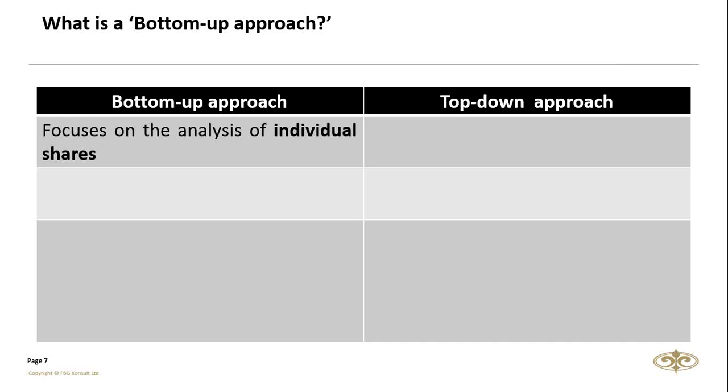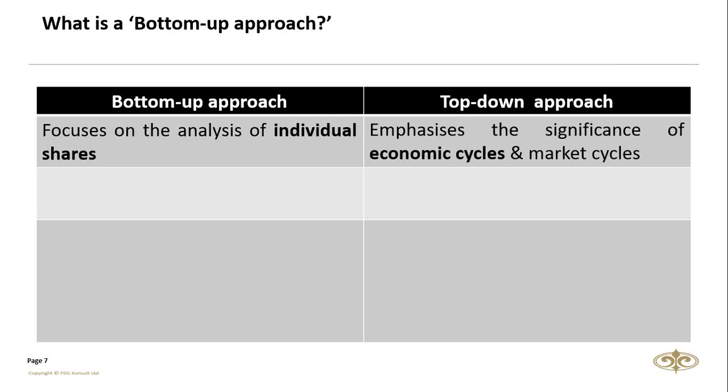So what you're trying to do here, as opposed to a top-down approach, where we're emphasizing the economy and then the market cycles. So you're looking at the bigger picture with a top-down approach. With the bottom-up approach, today I want to focus on shares that have opportunity for growth. In other words, you want to find companies that are doing well in an industry that's not doing so well. Okay, so we'll show you some examples just now.